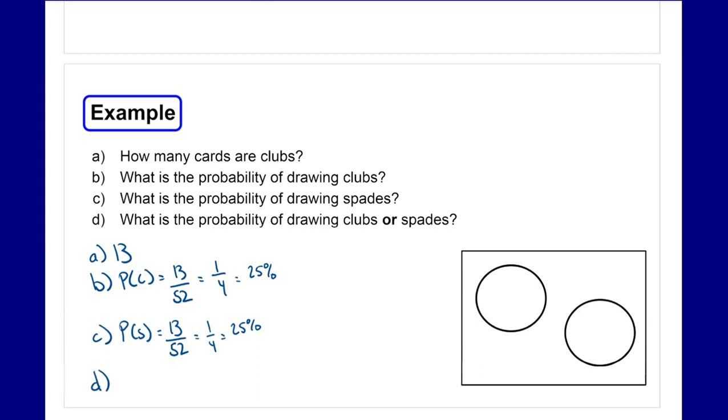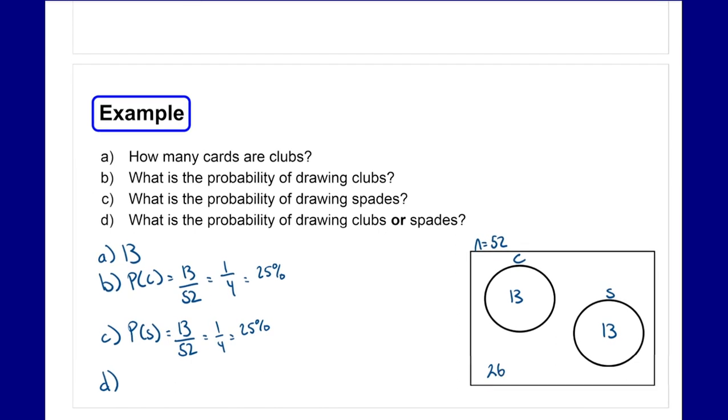Now for D, what is the probability of drawing clubs or spades? Well, in that case, you might be able to think of the answer right away, but let's look at a sample space. So in our sample space, the total number of cards should equal 52. In the two circles, those are going to be my two events. So I'm going to have clubs in one, spades in the other. There are 13 cards here, 13 cards here, and then outside of those two events, there are going to be 26 remaining cards, right? The hearts and the diamonds.